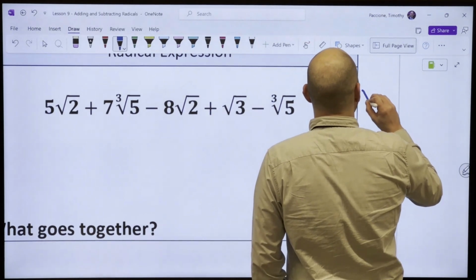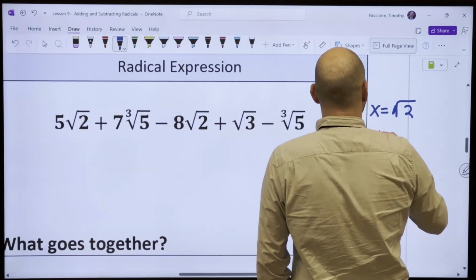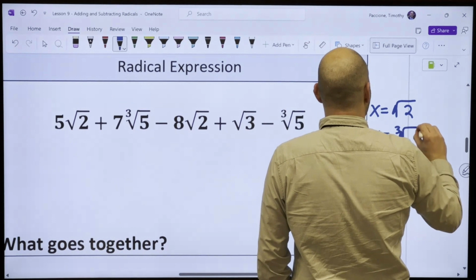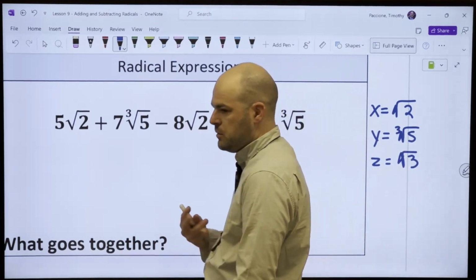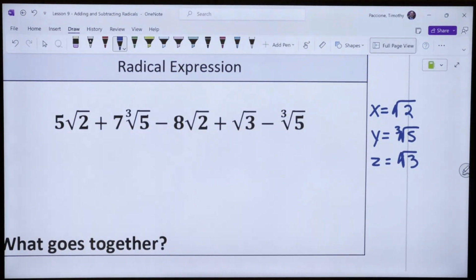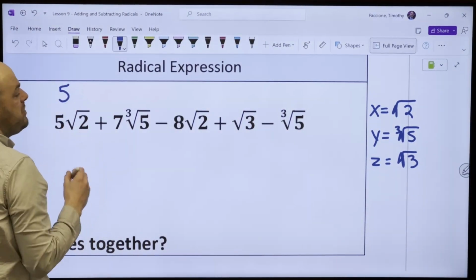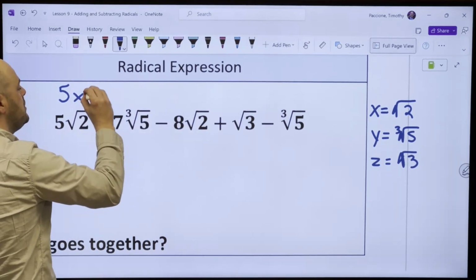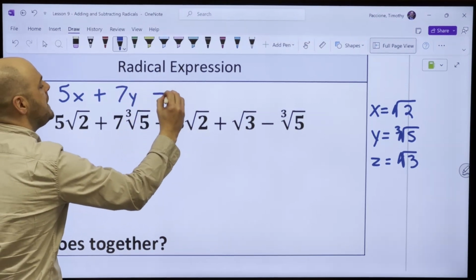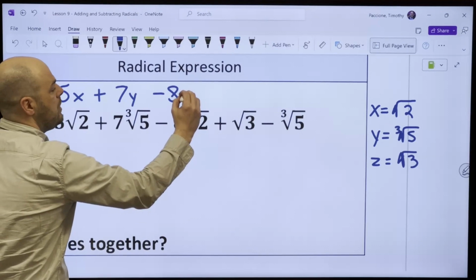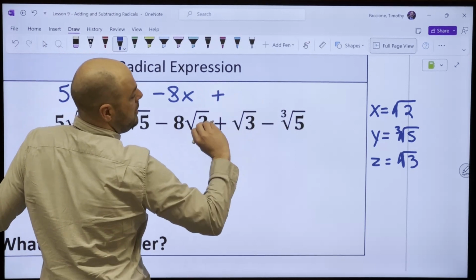So let's say x equals the square root of 2, y equals the third root of 5, and z equals the square root of 3. Okay? So I'm just going to set variables for each of the different ones. Well, if I replace based on that, instead of 5 square root of 2, I'd have 5x plus, instead of 7 third root of 5, I'd have 7y minus 8 square root of 2. So what was square root of 2? X.